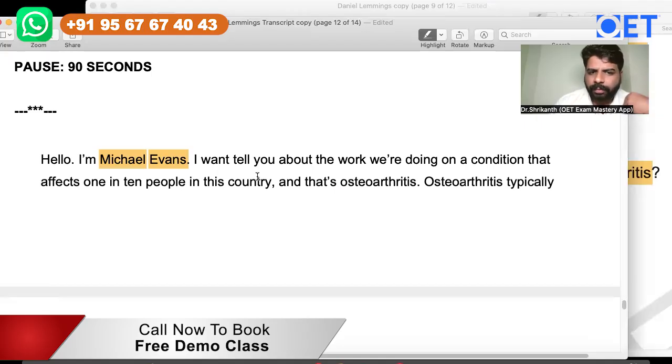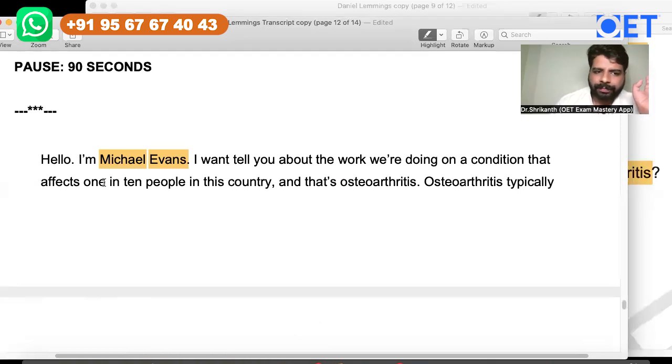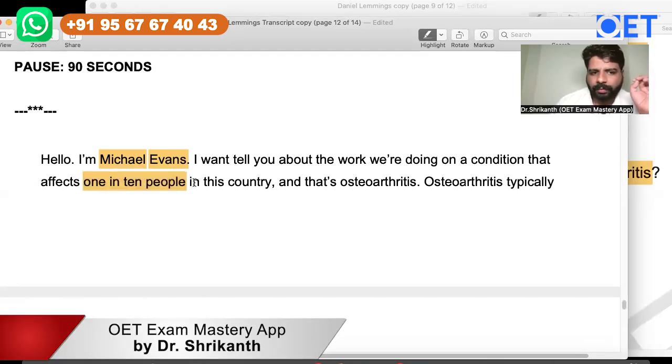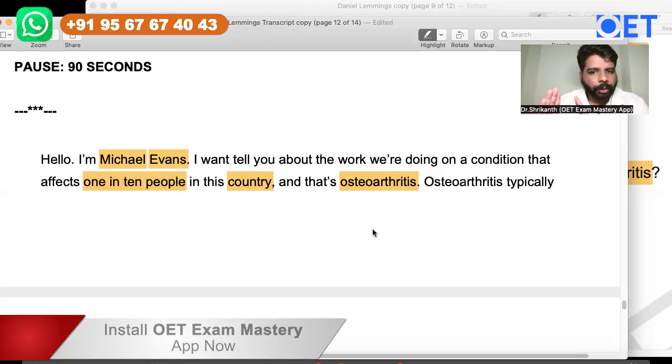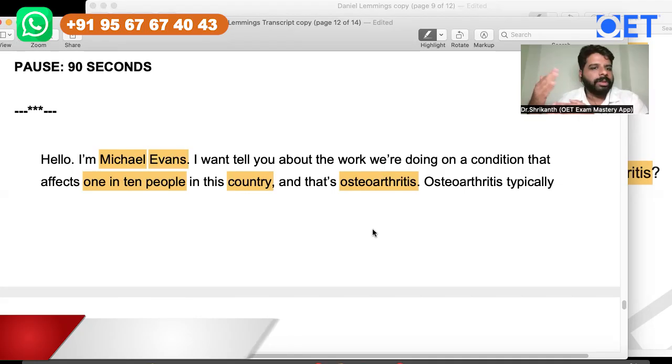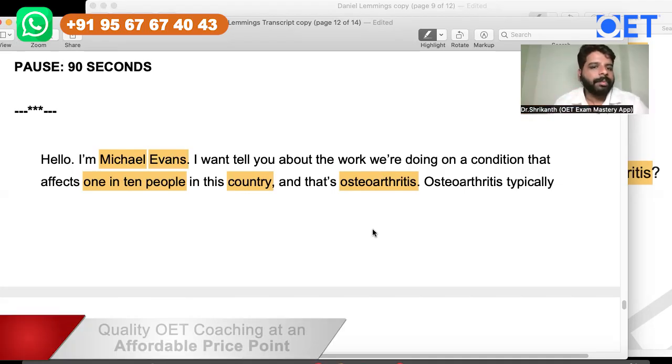And he is telling, I want to tell you about the work we are doing on a condition that affects 1 in 10 people in this country. Okay, that is 10% of the population. 1 in 10 basically means what? 10% of this country is having osteoarthritis. Now, what is your duty? Is your duty to find how many people suffer from osteoarthritis? No. Your duty is to find about helping people with osteoarthritis, what suggestion Michael is giving. So this is another distractor. So you can tell yourself, this is another distractor. This is not important to me.